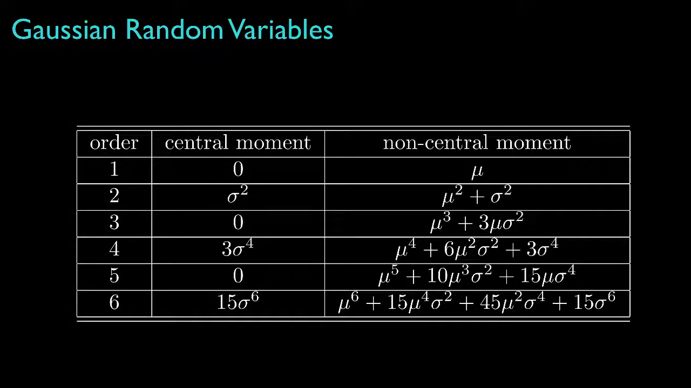Well, if we allow for a non-zero mean, mu, we could extend these results to non-central moments as shown in this table for the first 6 orders. We'll follow up in subsequent lessons with more details about the cumulative distribution and its use in finding interval probabilities.